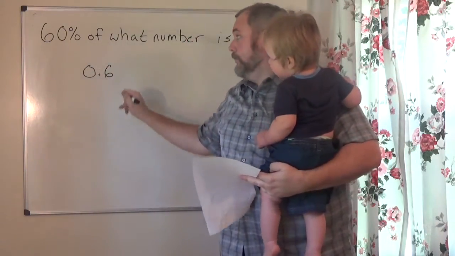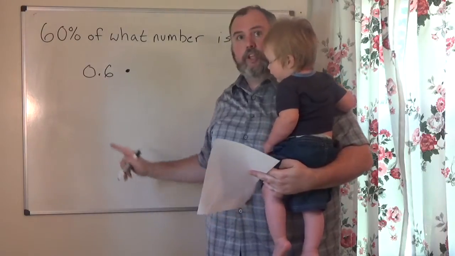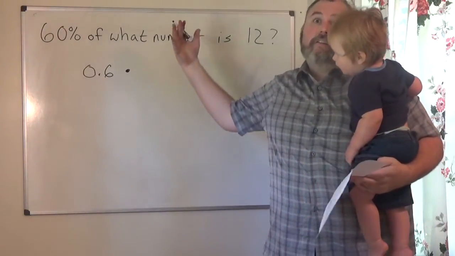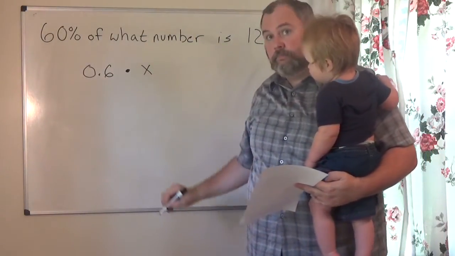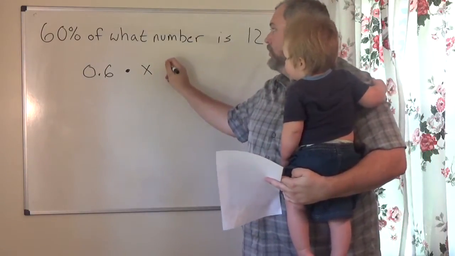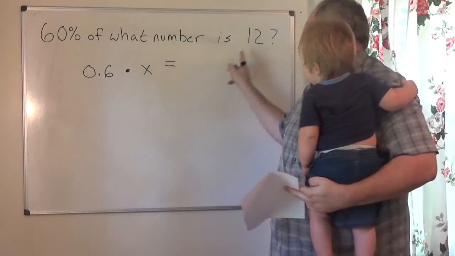The word "of" is multiplication. What number? I don't know. x is equals 12.